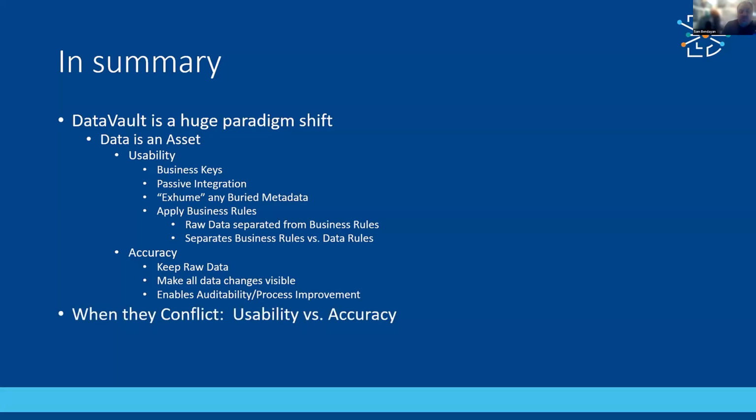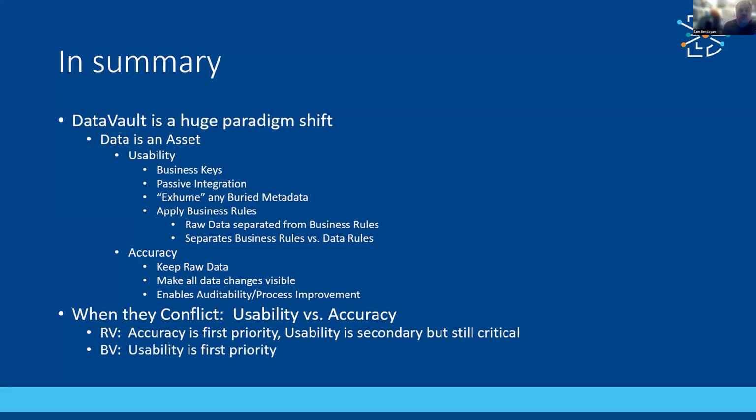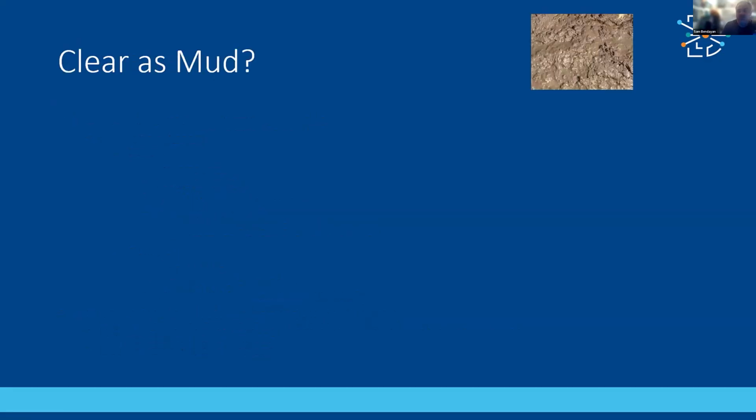And finally, when these two conflict, in the raw vault, accuracy, auditability, is your first priority. Usability is secondary, obviously still critical, right? If you can make the data more usable without breaking auditability, you need to do it in the raw vault. But if it breaks auditability, don't do it in the raw vault, do it in the business vault. And then finally, of course, in the BV, usability is your first priority because that's your last layer before you get to the users. So finally, a couple more points.